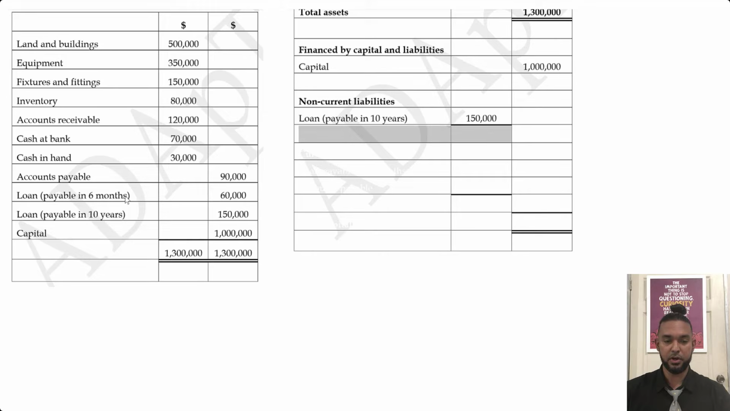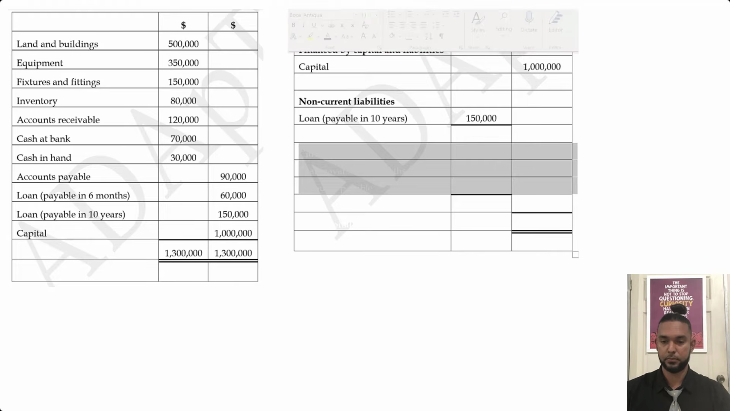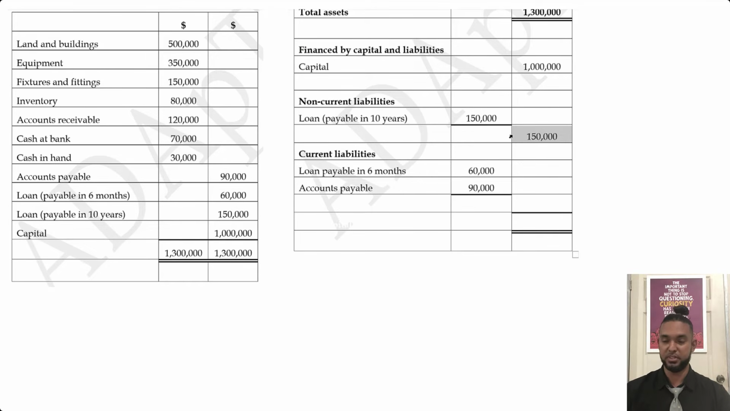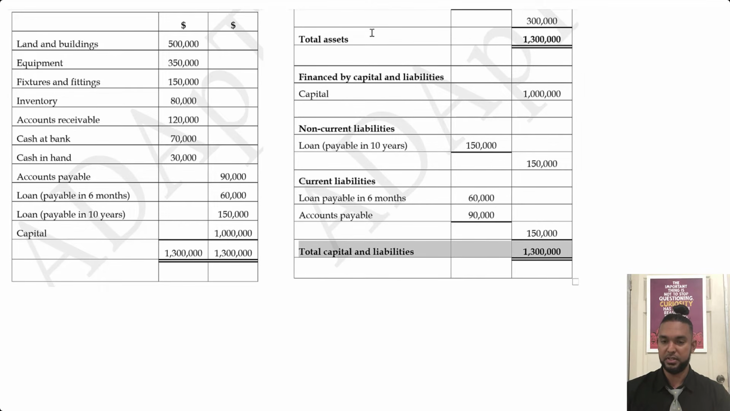So now we have our current liabilities. We have two items, the accounts payable and loan payable. So let's put those items, shall we? Sorry, I forgot to put my subtotal here. And now we have the subtotal for this item, 150. So when we add these three subtotals, we're going to get our grand total of 1.3 million, which as you can see, matches the total asset figure.